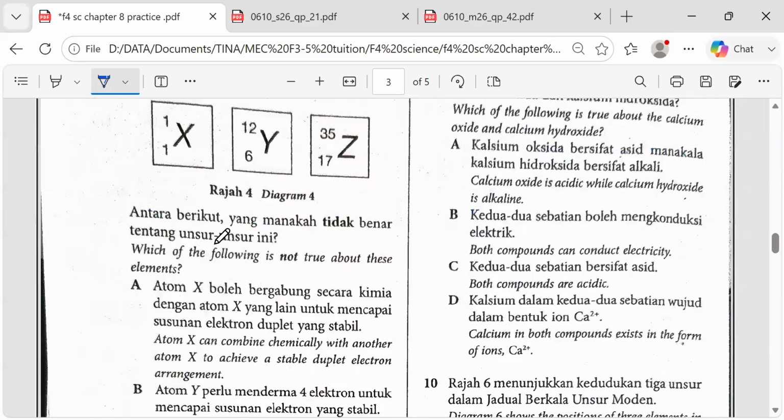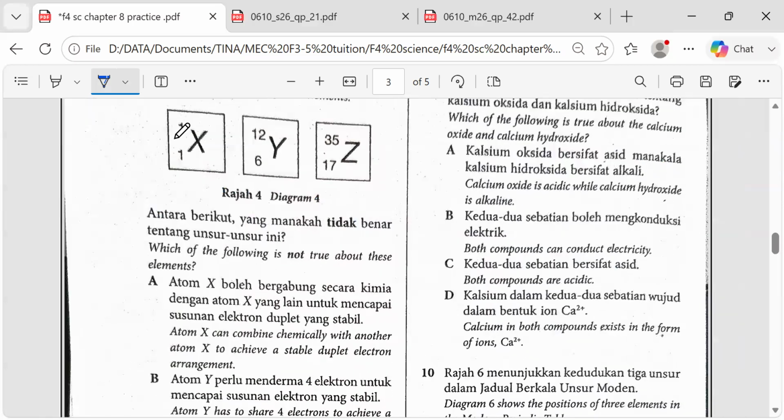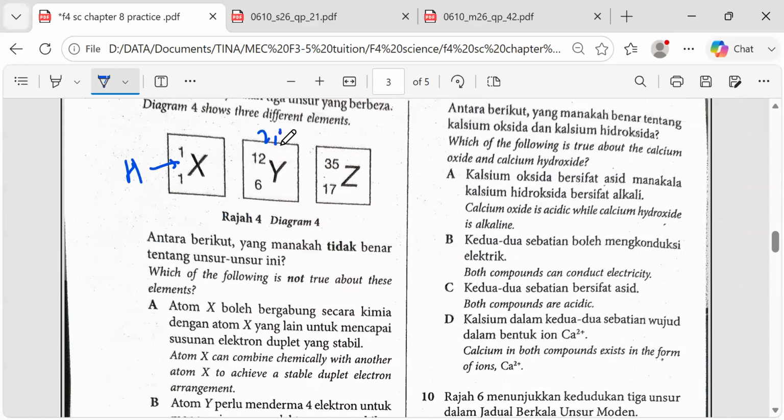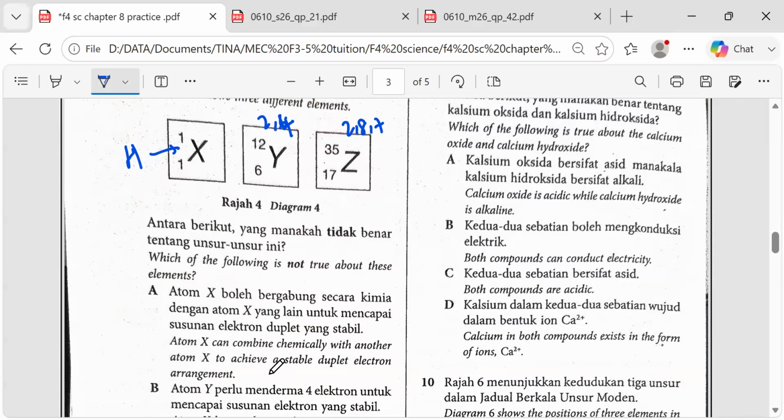Which one is not true about these elements? So this one is 1, 1 is hydrogen. This one 2, 4 is carbon. And this one is 2, 8, 7. All are non-metals. They can combine with each other to form a stable duplet.